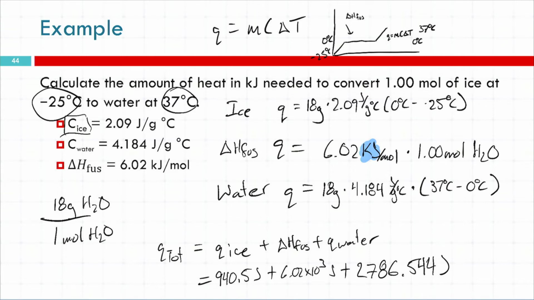And so we'll get 9,747 joules to increase the temperature of the water to go from negative 25 degrees C ice all the way up to 37-degree water. They take 9,747 joules. So you always have to remember that there's this step in between. You cannot just go all the way from one end of the spectrum to the other.